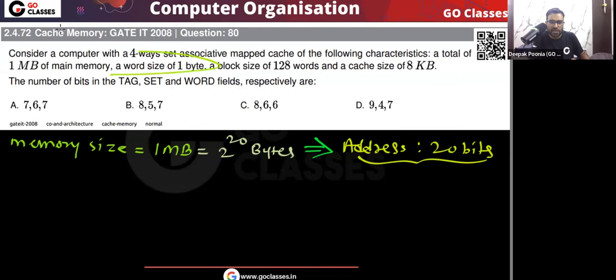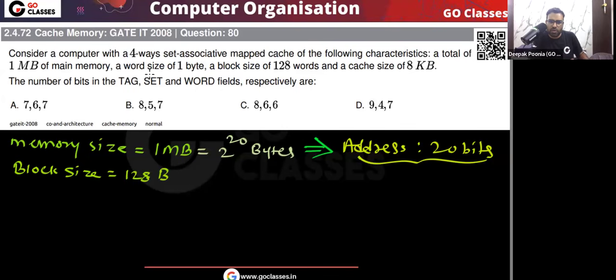Very simple. And word size is 1 byte, and the block size is 128 words. So first you convert this block size to bytes. I'm telling you again that by default the main memory is byte addressable. So whatever data is given to you, for example, block size is 128 words, you convert this to bytes. So here I can say that block size is equal to 128 bytes.